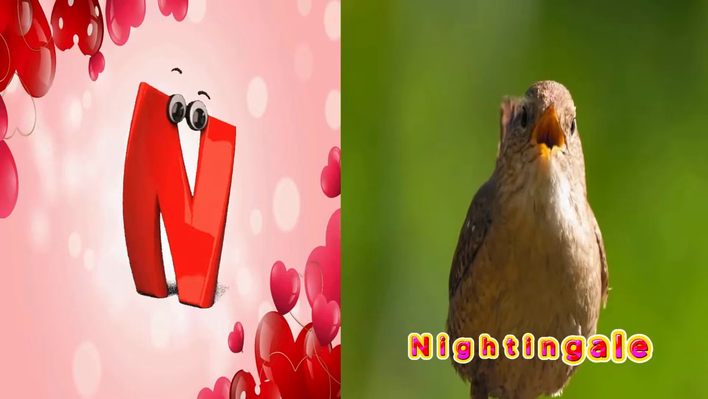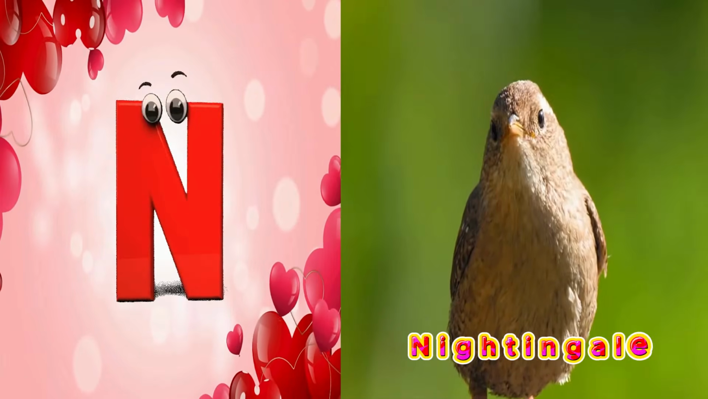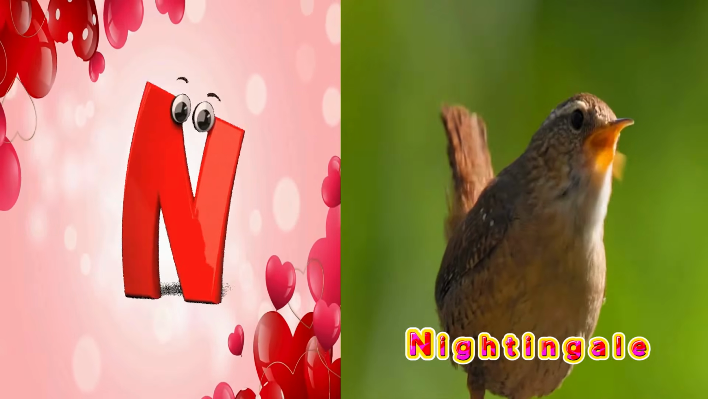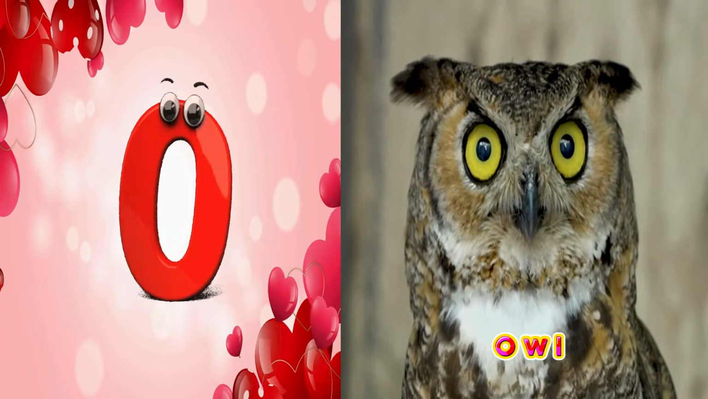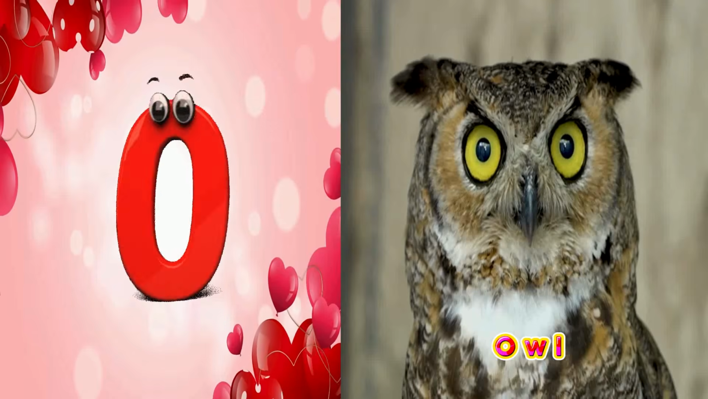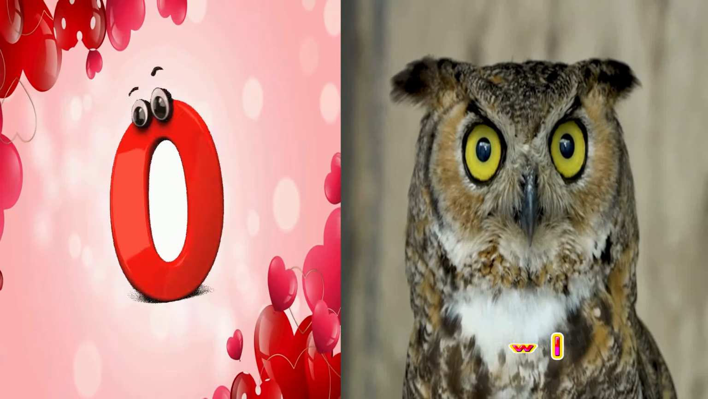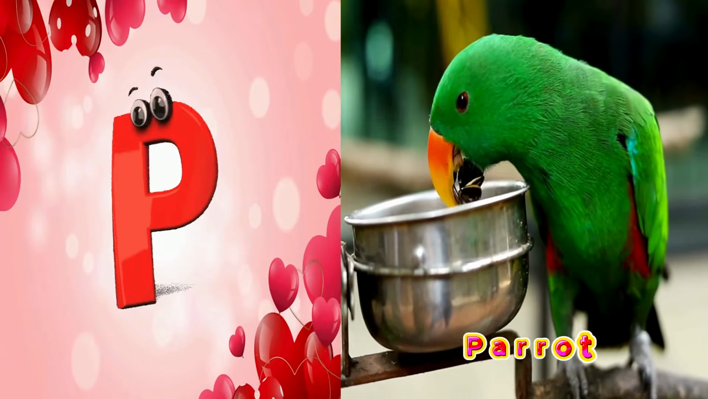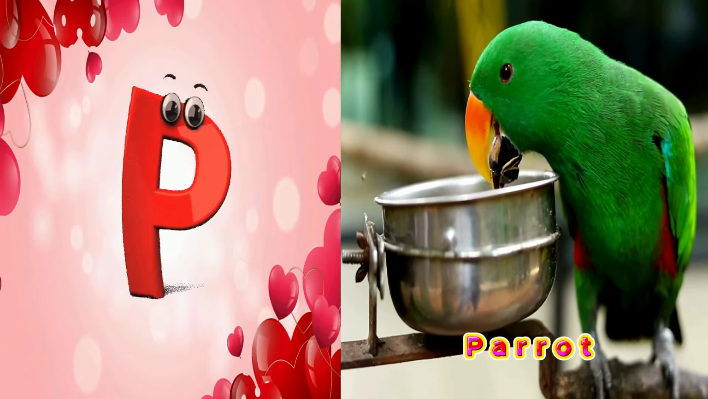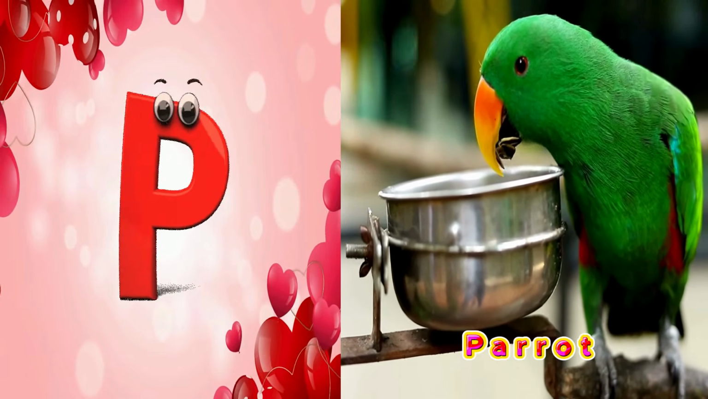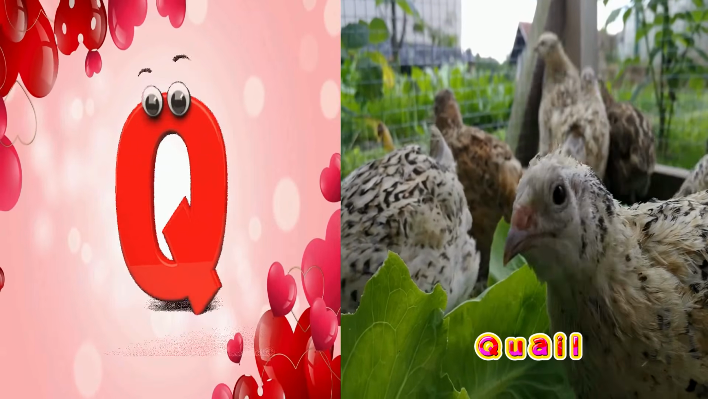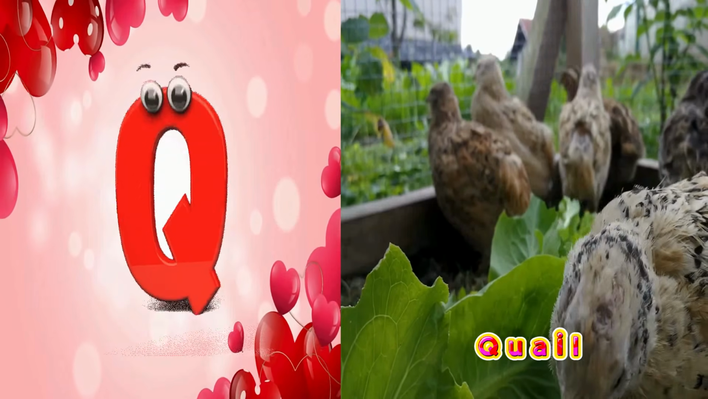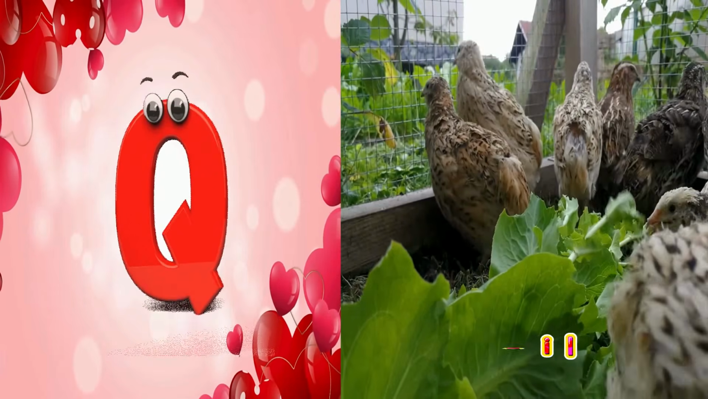N is for nightingale. N, nightingale. O is for O. P is for parrot. P, parrot. Q is for quail. Q, quail.